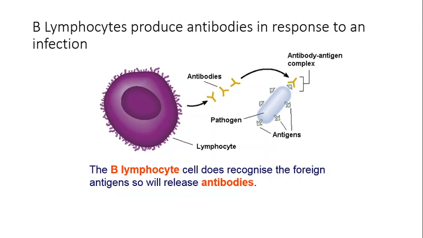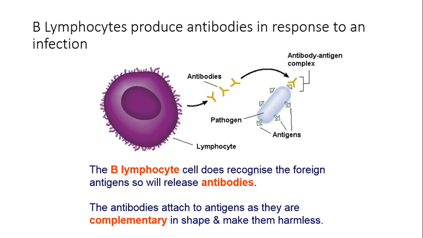So B lymphocytes then, they'll recognise these foreign antigens, they'll release antibodies, and antibodies can attach to the antigens because they have this complementary shape, and it will make those antigens or the pathogens harmless, and they can do that in a number of different ways.